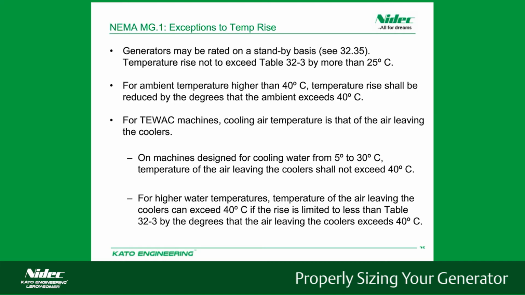TWAC machines: the air cooling temperature cannot exceed the 40 degrees C for the air leaving the coolers without being derated. And this is one of the reasons that we can keep a TWAC machine in a smaller size when we have colder water, because it's being rated to be put in a room that's at 40 degrees Celsius, but the water going in that's actually cooling it is much colder.